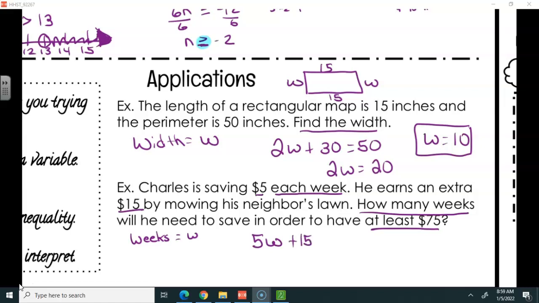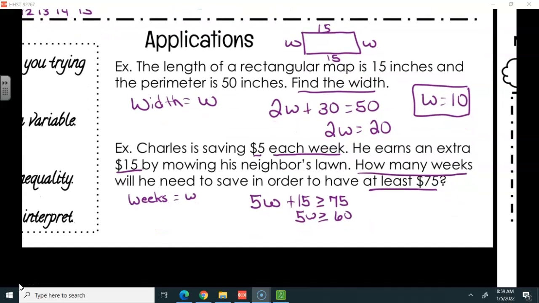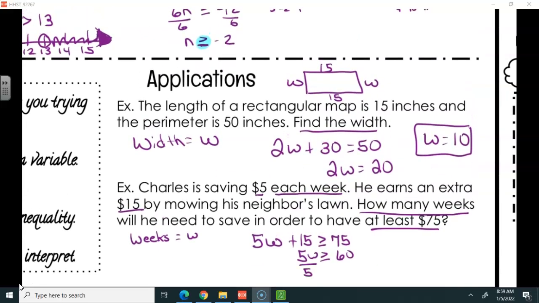And then at least, if I have at least $75, that means I'm going to have 75 or more. So now it's just a basic inequality. We're going to subtract the 15. That's going to give me 60. We're going to divide by 5. And then W is going to be greater than or equal to 12. So he would need to work at least 12 weeks to get at least $75.